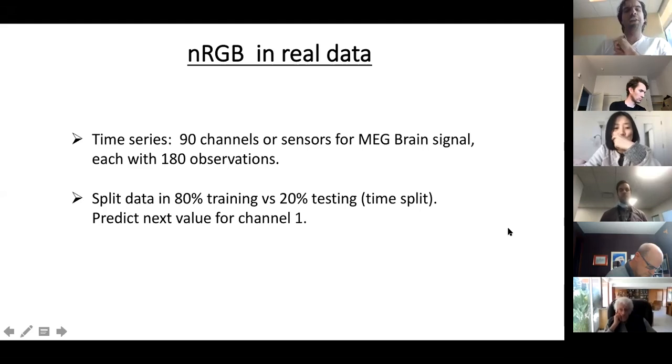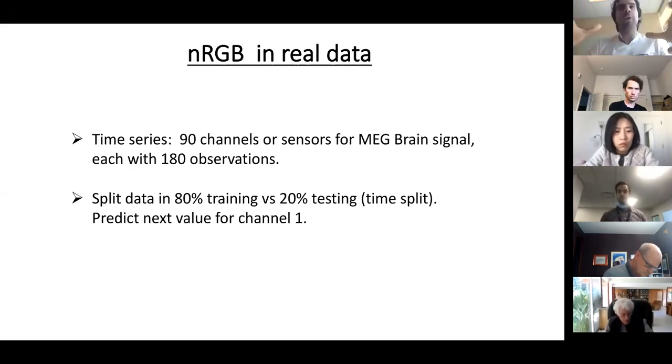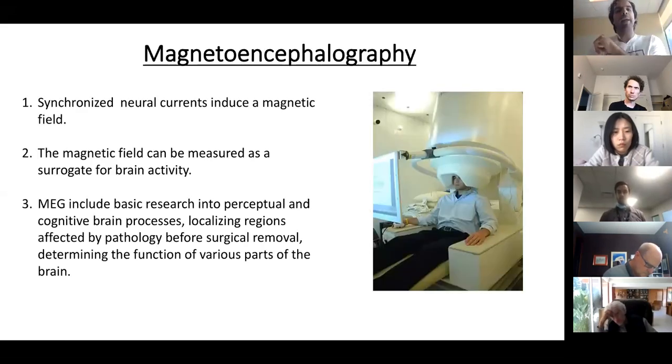Okay, so what we have in this experiment is 90 channels or sensors, and each of them has 180 observations that depend on time. So we split the data, taking 80% of the time points, and then putting apart the 20%, and then testing the algorithm. Now, what is the signal?